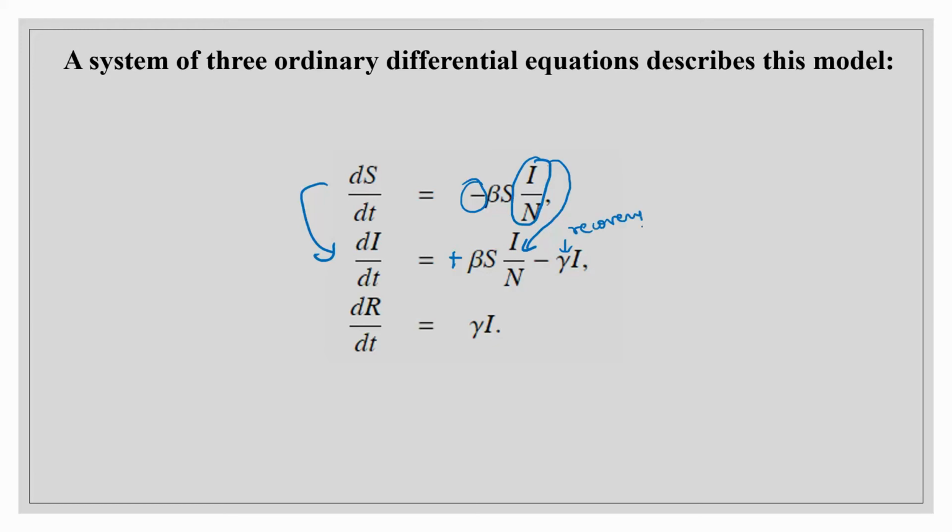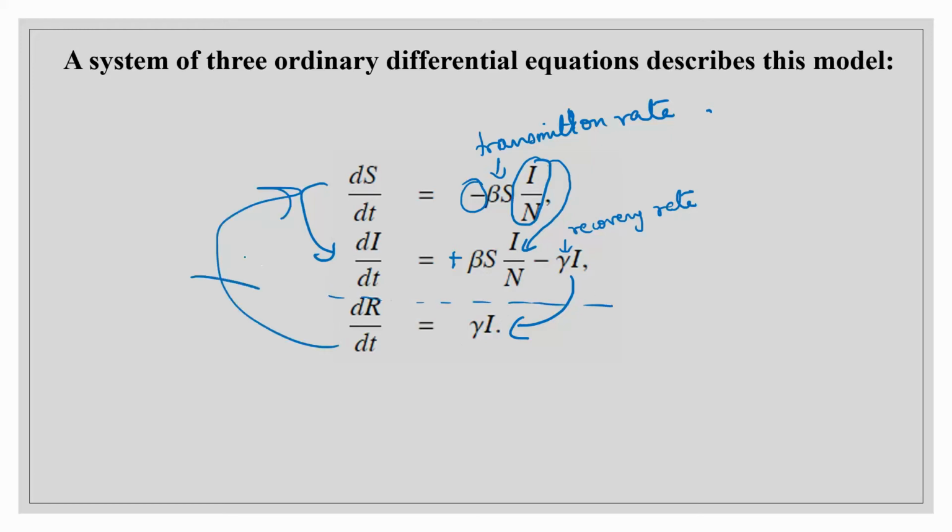This one is a recovery rate, this beta is a transmission rate. So suppose that after some time this infected population is recovering and it is becoming immune. This rate is given by gamma, and this is removed from this class and it is added to the R class, that is the removed class, and you can see that this is completely removed and it is not going back to S.